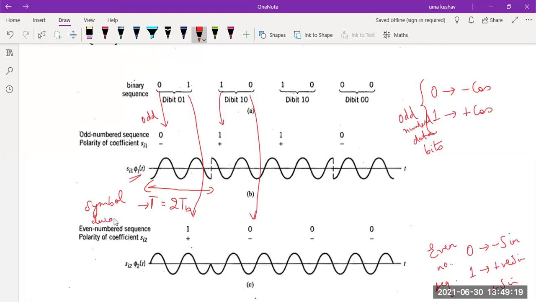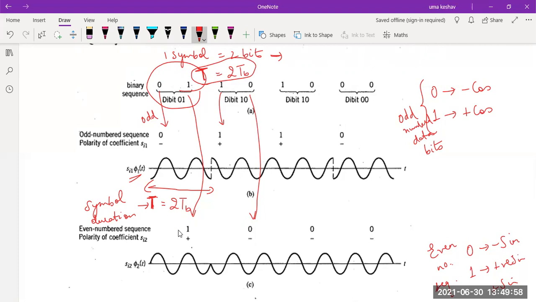That's why I told you, remember, symbol duration in QPSK or M-ary PSK is different from the bit duration we considered in ordinary BPSK. So what is a symbol duration? It is the duration for which the whole symbol exists. This is one symbol. One symbol has 2 bits. So one symbol duration T is equal to 2 bit durations Tb.